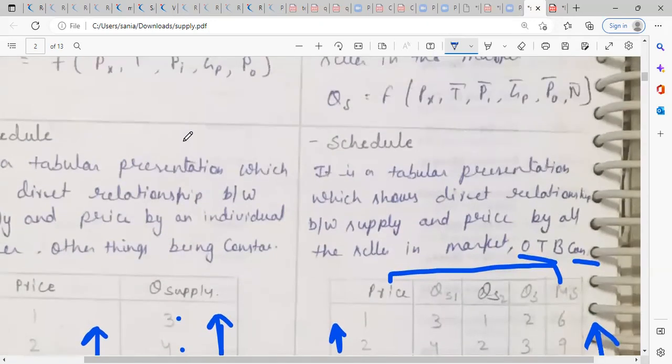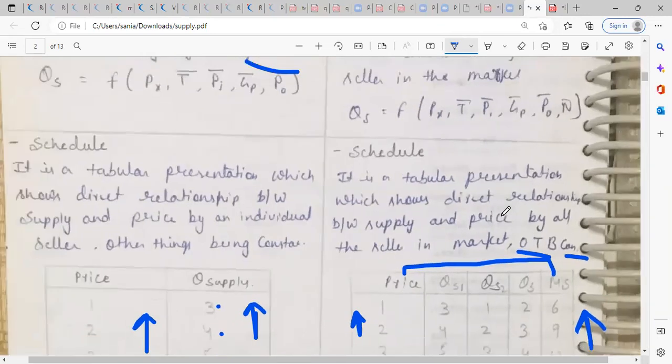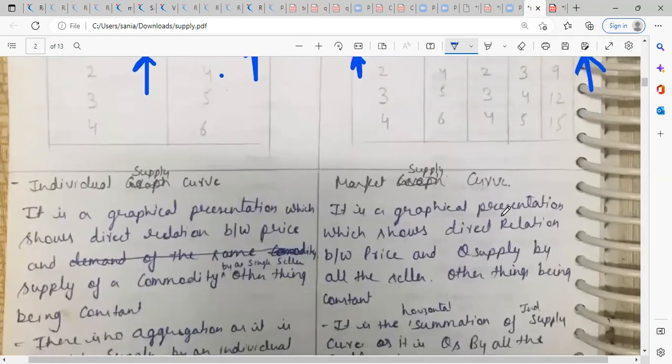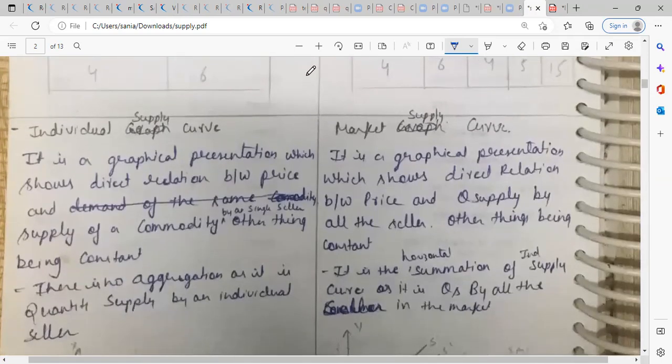So what is a schedule? Schedule is nothing but a tabular presentation of relationship between price and quantity supplied. And over here, it is a relationship between quantity supplied and price, but by all the sellers. Clear? Yes, ma'am. Okay, girls. Girls, you are not getting it. Okay.